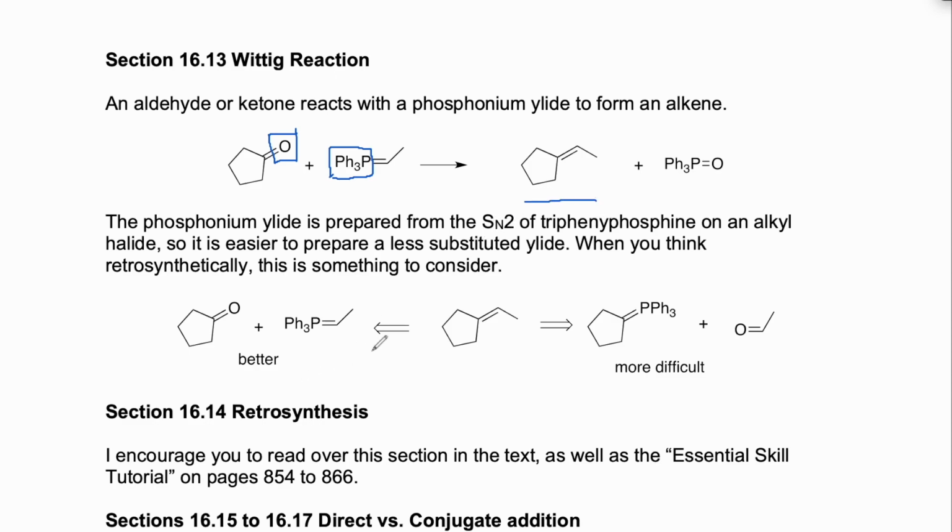So when you're thinking retrosynthetically, it's better to have a less hindered group on the phosphorus. This has to be made by an SN2 reaction, so having this bulkier group on the phosphorus is going to be more difficult to make. If you're trying to retrosynthetically say, oh, I'm going to make this by a Wittig, you could make this side the phosphorus and this the oxygen, or this the phosphorus and this the oxygen. It's better to make the smaller, less hindered side the phosphorus. It's going to be hard to make this particular phosphorus compound here.